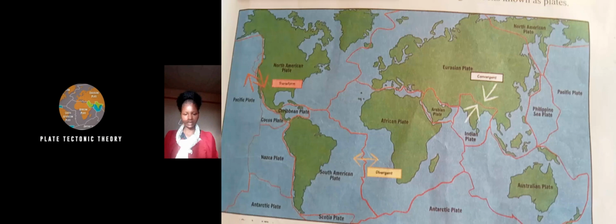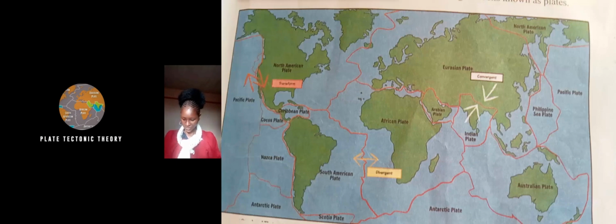Among the larger plates, we have North America, South America, the African plate, the Australian plate, the Antarctic plate, and so on. Among the smaller plates, we have the Caribbean plate, the Somali plate, the Cocos plate, the Nazca plate, and so on. You're going to be meeting them in the course of the video.